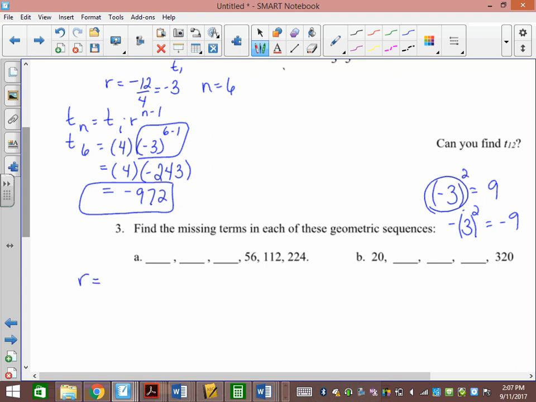R is, you can either do 224 divided by 112, or you can do 112 divided by 56. You just have to do the latter term divided by the previous. So I'm going to go 224 divided by 112, which is 2. So I'm multiplying by 2 to get to the next one. To undo that, I'm going to divide by 2. So what's 56 divided by 2?